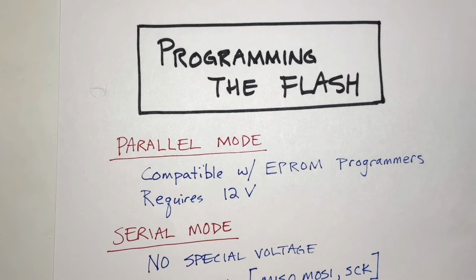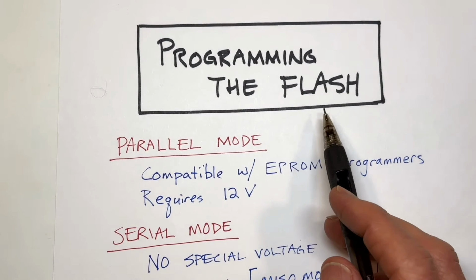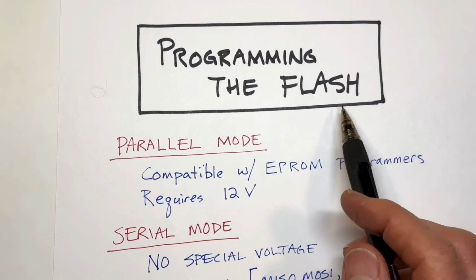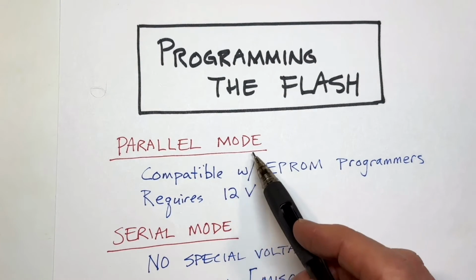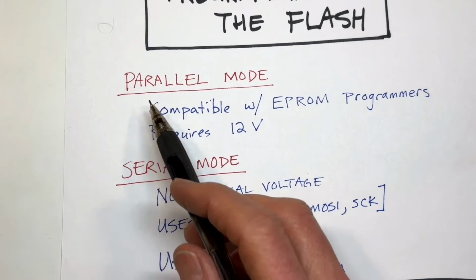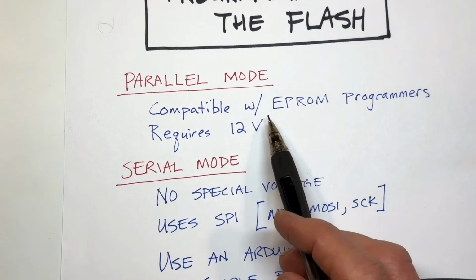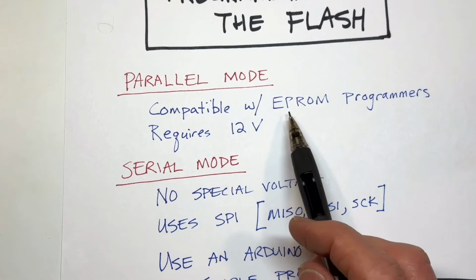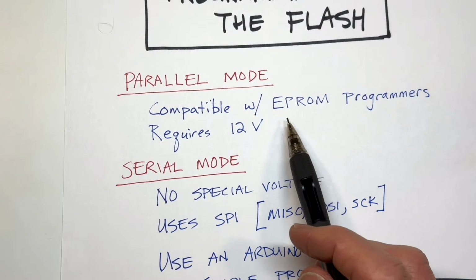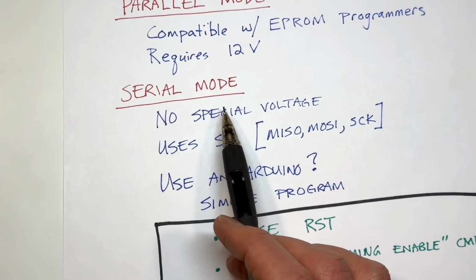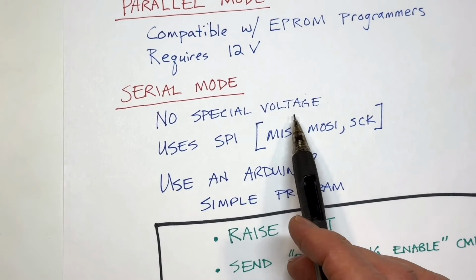So in order to do the demo, we're going to have to program the flash. That is, we're going to have to write the program bytes into the flash memory on the AT51 chip. There are two modes that we can use for this. There's parallel and there's serial mode. The parallel mode is compatible with EEPROM programmers, and it's a little bit more complex. For one thing, it requires a non-standard voltage, requires 12 volts, where the chip otherwise runs on 5 volts. The serial mode is a little bit simpler, and that's what I'll be talking about.